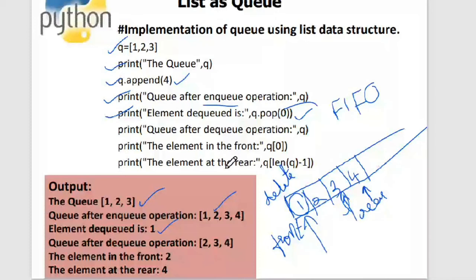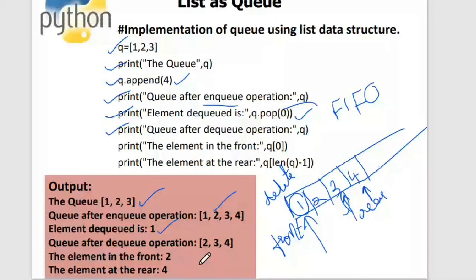So the elements in the queue now are 2, 3, and 4, where 2 has come to the front of the queue and 4 is the rear of the queue. And to know what is in the front of the queue and at the rear of the queue, to know the front of the queue, I simply said queue[0]. And to know the rear of the queue, I have used an expression here.